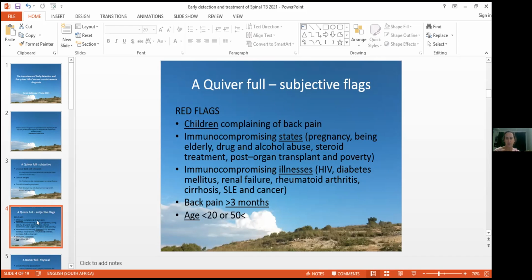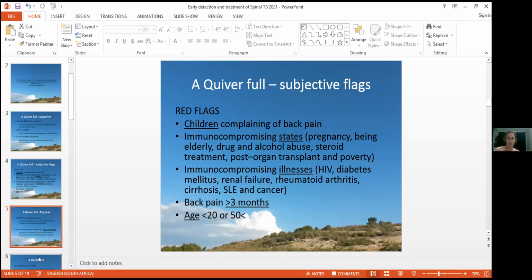Immunocompromising states, we always think HIV, but remember pregnancy, being elderly, drug and alcohol abuse, steroid treatment or organ transplant, and even poverty are immunocompromising states. And illnesses, the big three, diabetes, HIV. I mean, you think of the autoimmune ones as well. And then back pain that goes on longer than 3 months, or an age of under 20 or over 50.